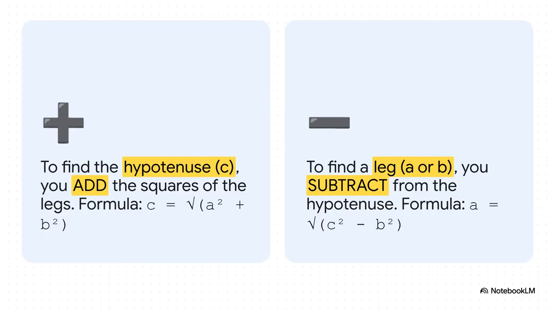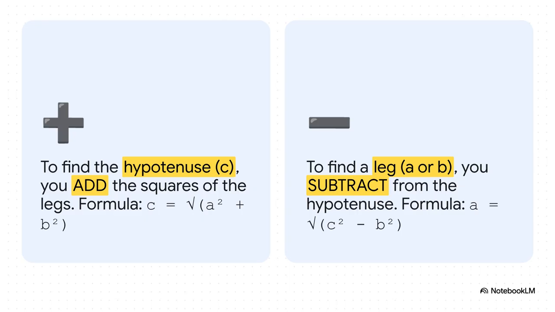For example, let's take the most famous right triangle of all time, the 3, 4, 5 triangle. So if leg A is 3 and leg B is 4, you square them to get 9 and 16. Add those up, you get 25. And what's the square root of 25? It's 5. See? 3, 4, 5. It works out perfectly.